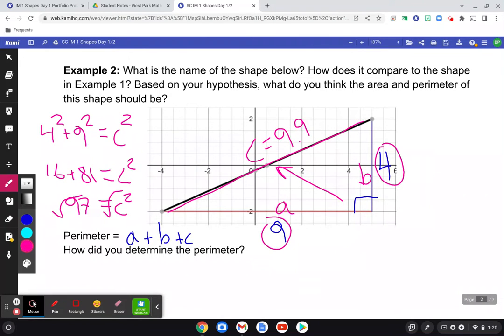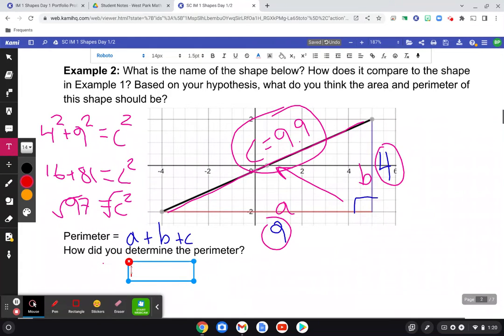Okay, so if you add all 3 of these sides up, your perimeter here becomes A, which is 9, we defined as, plus B, which is 4, plus 9.9. You just add all 3 of the sides. And that's going to be 18, 22, 22.9 units.